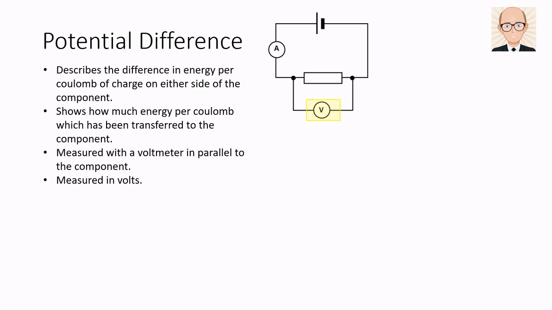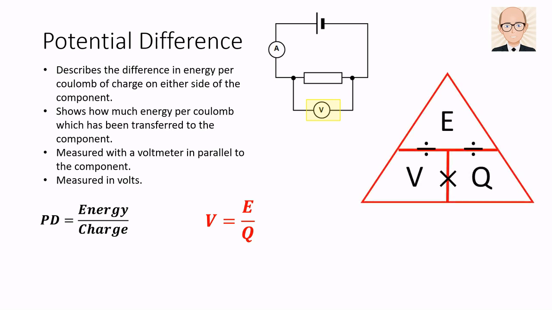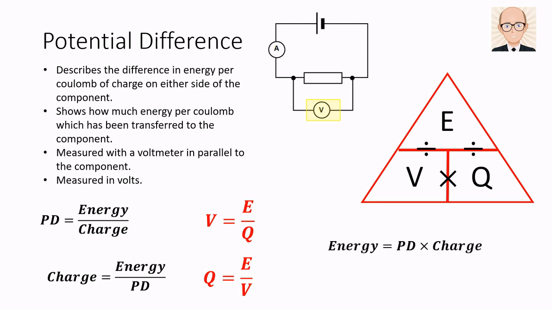Given the definition of potential difference and its unit, we should be able to determine the equation needed to calculate it as being equal to energy divided by charge, or V equals E over Q. The formula triangle, if you need it, is here, with energy at the top. Rearranging the equation to make each other term the subject gives charge equal to energy divided by potential difference, and energy equal to potential difference multiplied by charge.